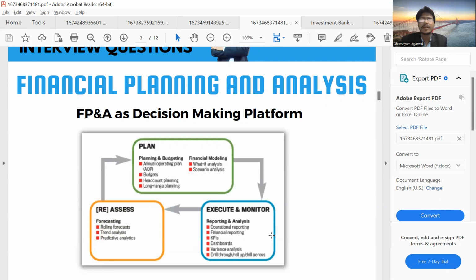Now, what are the questions that can be asked in planning and budgeting? What is the difference between budgeting and planning, budget and forecast? How do you go about preparing a budget and forecast for the company? Tell me about a time when you worked on a budget at your previous companies. Can you walk through the P&L and balance sheet of our company?